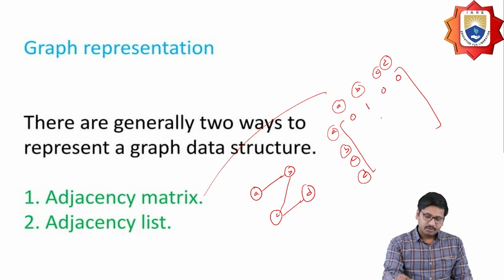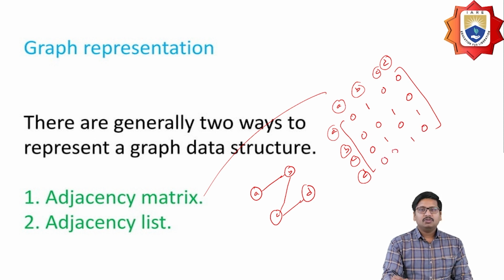And I have an edge from B to C, so that should be one, and otherwise it should be zero. And I have an edge from C to D. B to C, so it should be zero. And I have an edge from D to C, so it should be zero. So this matrix is what we call an adjacency matrix. Whenever there is an edge, it is marked as 1, otherwise 0.